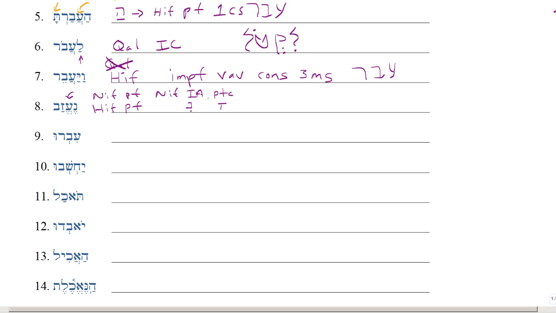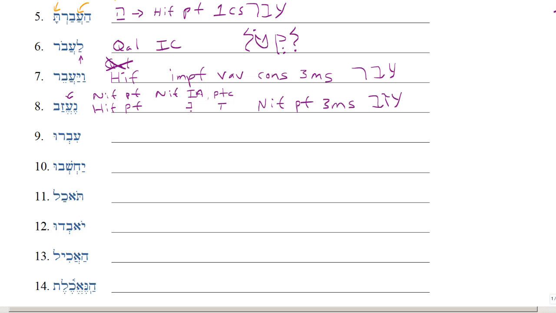So let's take a look at what we have here. We have ne'azav. This short A-class theme vowel matches our typical Nifal perfect, which has the patach as its theme vowel. So we have a Nifal perfect, in this case third masculine singular, azav, to forsake, and in this case the Nifal would be passive, so he was forsaken.